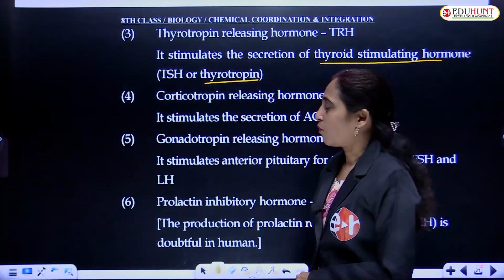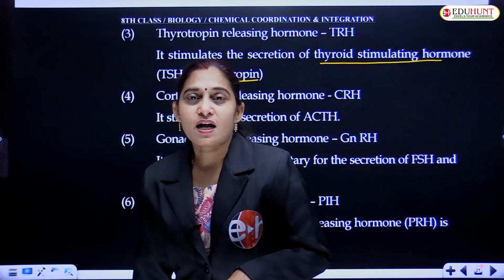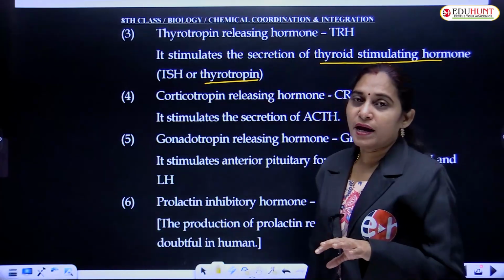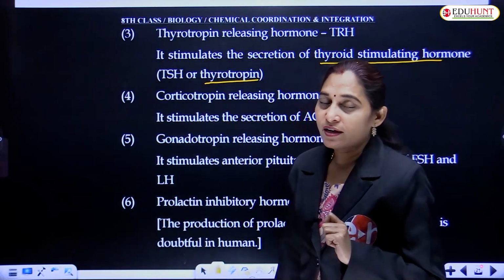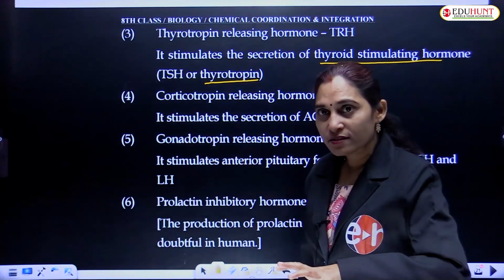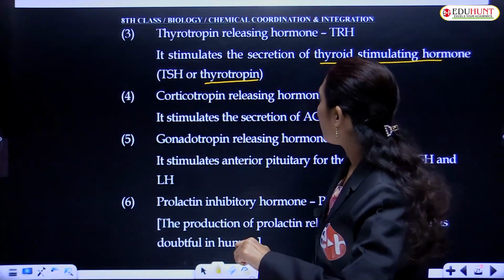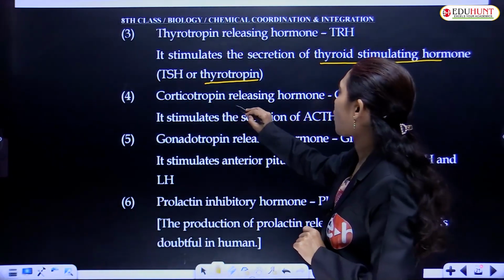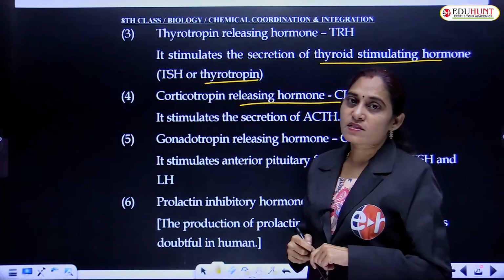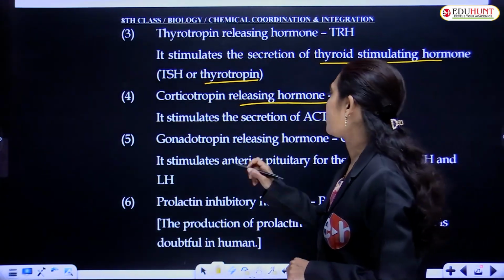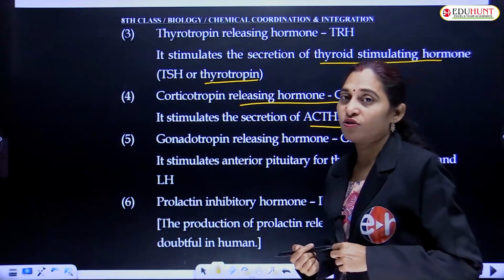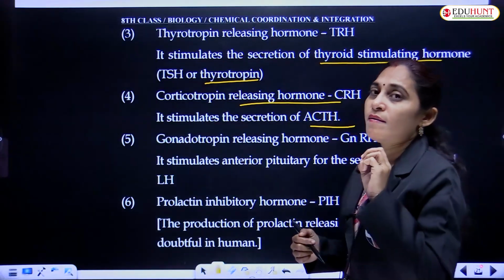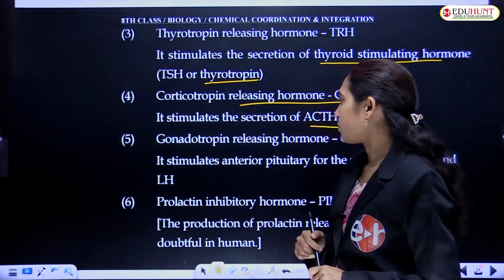Corticotropin releasing hormone. Adrenal glands are present just above the kidneys. There are a pair of adrenal glands. They have a cortex. Corticotropin releasing hormone, which is synthesized by the hypothalamus, stimulates the secretion of ACTH, that is adrenocorticotropic hormone. The adrenal cortex synthesizes this hormone.